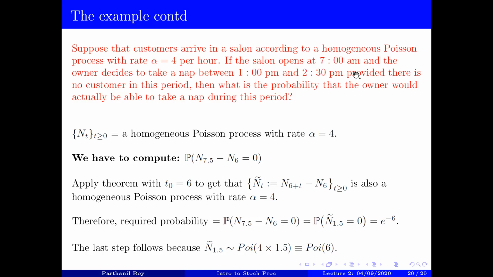Even if I had a question which says the owner wants to take a nap from 7 a.m. to 8:30 a.m., at the beginning when the salon opens, the answer would be the same. Even though the chance that there will be customers from 7 to 8:30 should be much lower than the chance that there will be customers from 1 to 2:30 p.m. So perhaps using a homogeneous Poisson process is not a good idea here, because homogeneity may not be a good assumption. Here homogeneity means wherever you go, what matters is the interval of time. So there's a homogeneity across time.